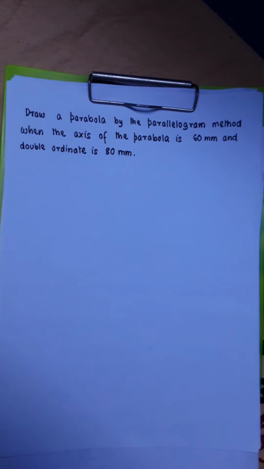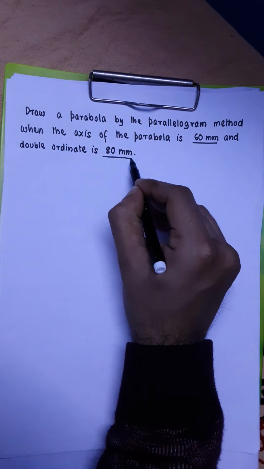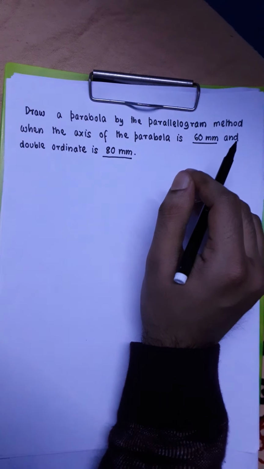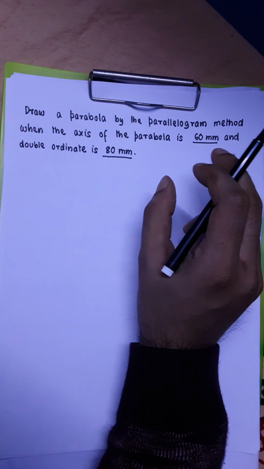Okay, so this is the information provided. The axis is 60 millimeter and the double ordinate is 80 millimeter. Now, while discussing the theoretical aspects, we have seen that any chord of the parabola which is perpendicular to the axis is called a double ordinate. Now, let us start the construction.